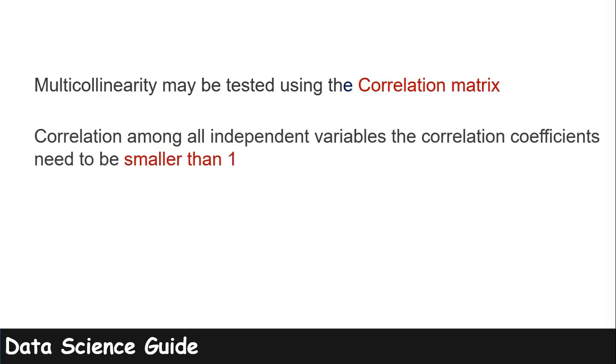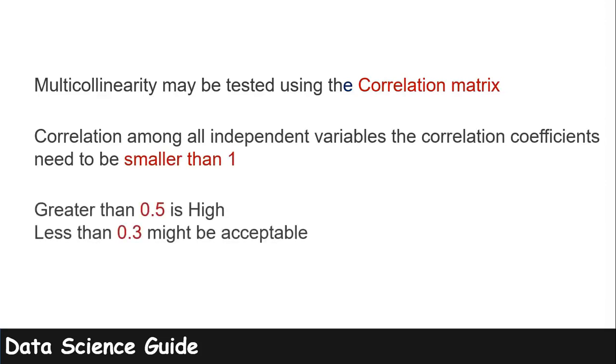The correlation coefficients need to be smaller than 1. And we have 3 levels of correlation. When the correlation is equal to 1, this is 100% correlation. These two variables are 100% correlated with each other. And usually, when we need to test that, any correlation greater than half, or 0.5, is considered high and can badly affect the regression accuracy. Anything less than 0.3 might be acceptable, and it differs from case to case based on our business scenario.